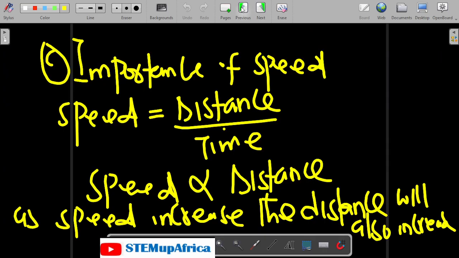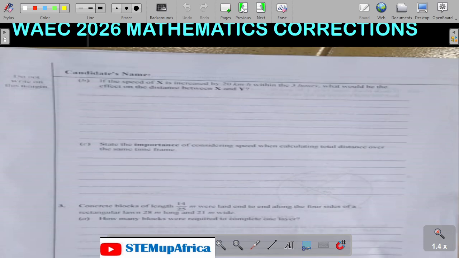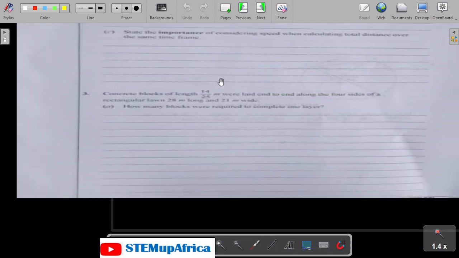Okay, question 3 is right here. A concrete block of length 14/25 meter will be laid end to end along the floor of a rectangular lawn 28 meters long and 21 meters wide.